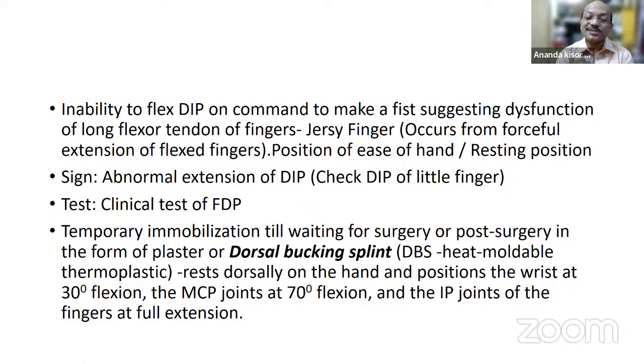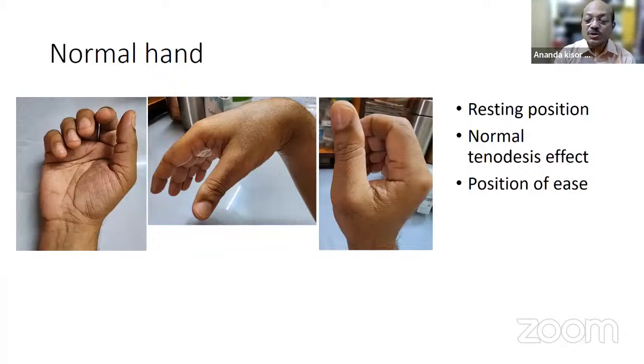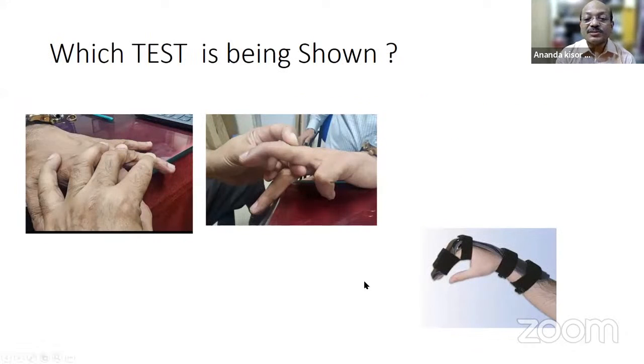So we keep the splint on the dorsal side, and the wrist should be in 30-degree flexion. The MCP joint should be in 70-degree flexion. Why 70 degrees? I already discussed. And the IP joints or fingers should be in full extension, so there should be no hyperextension. This is most important. This is the dorsal blocking splint that can be used.